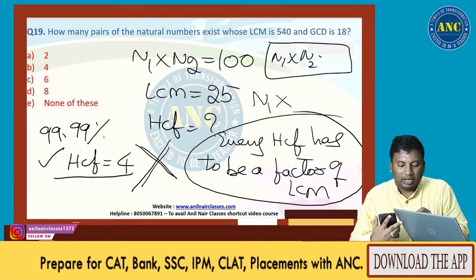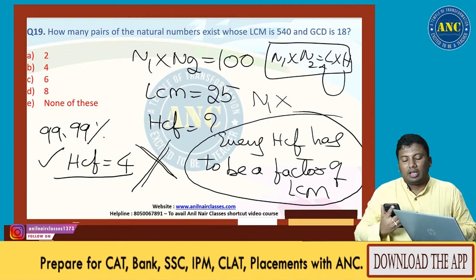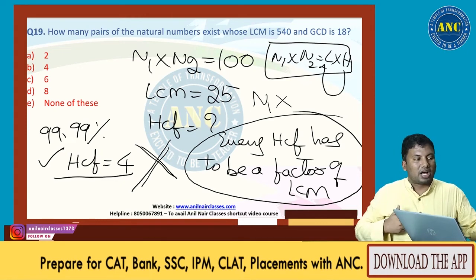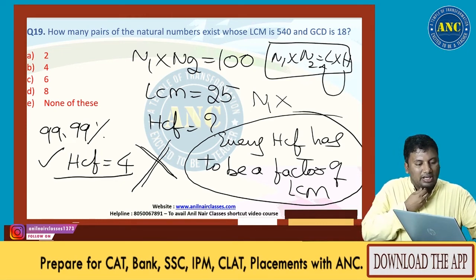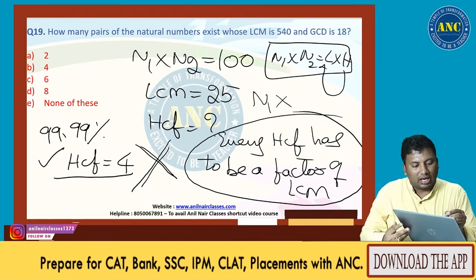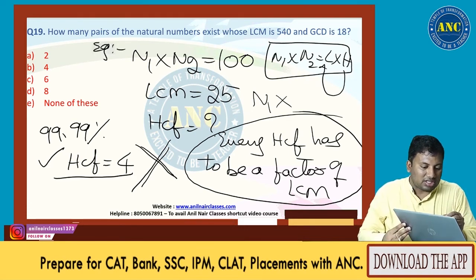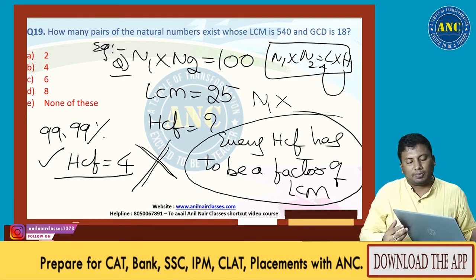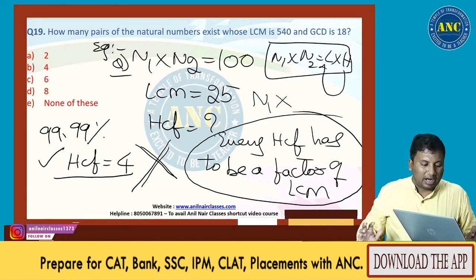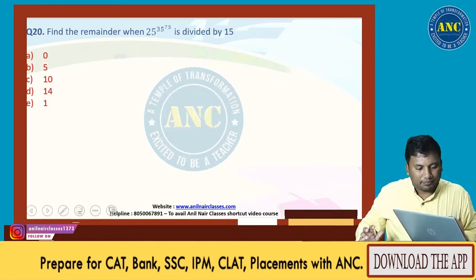N1 into N2 equivalent to LCM into HCF. HCF has to be a factor of LCM. Abhay, keep your doubts coming. Very, very good statement that you have used. Just to tell you, if the questions are asked like this, don't substitute the formula. Question number 19. I hope it is clear.